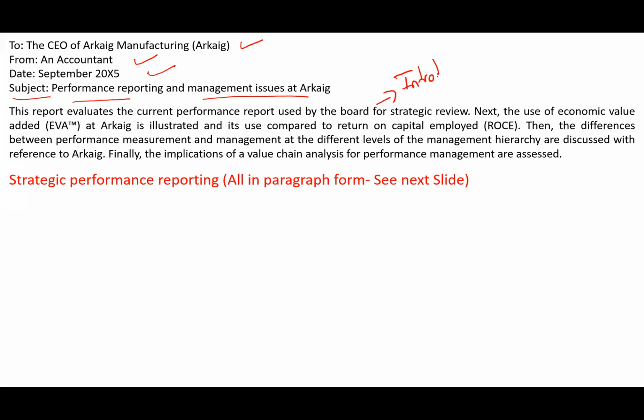All this will give you 4 marks. The introduction paragraph mainly just repeats the requirements tested in the question. So it says this report evaluates the current performance report used by the board for strategic review. The first requirement is this one. Next, the use of EVA, which we haven't read right now, but we have understood there was something about EVA, is illustrated for the company and its use compared to ROS. Then the differences between performance and management at different levels of the management hierarchy are discussed. Implications of the value chain analysis and performance management are assessed. Okay?